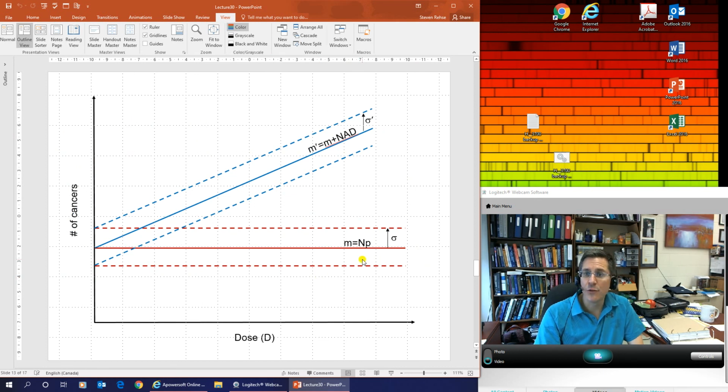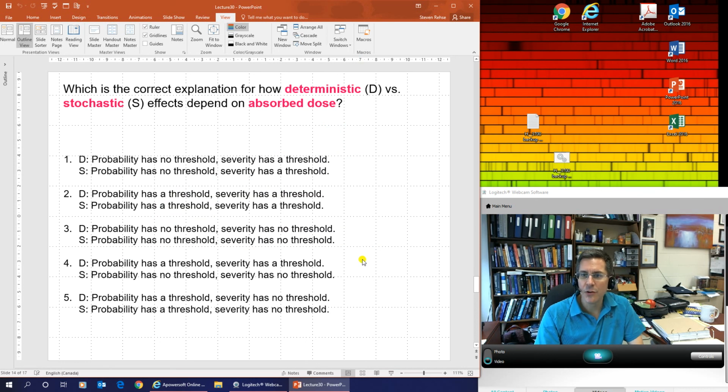Okay, and just for fun, we have a multiple choice question. So let's finish up our lecture with a multiple choice question. Why not? If you're given this question, which is the correct explanation for how deterministic versus stochastic depends on absorbed dose? This is like a quiz to remember if you remember what we talked about earlier today. Which of these 5 things is true? As always, pause it now, take a minute, write down your answer, and then unpause when you're ready to see the answer. So pause now.